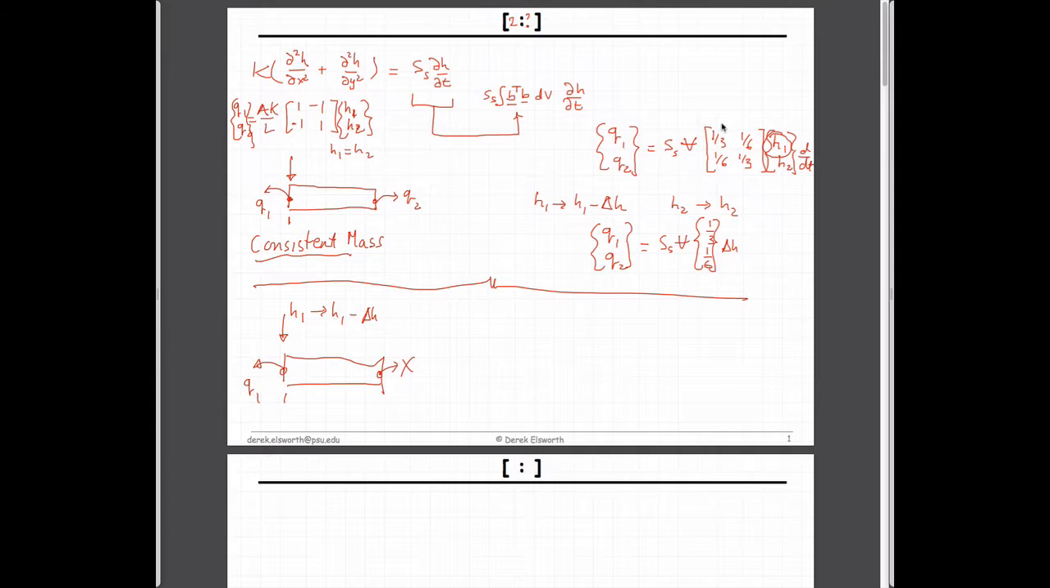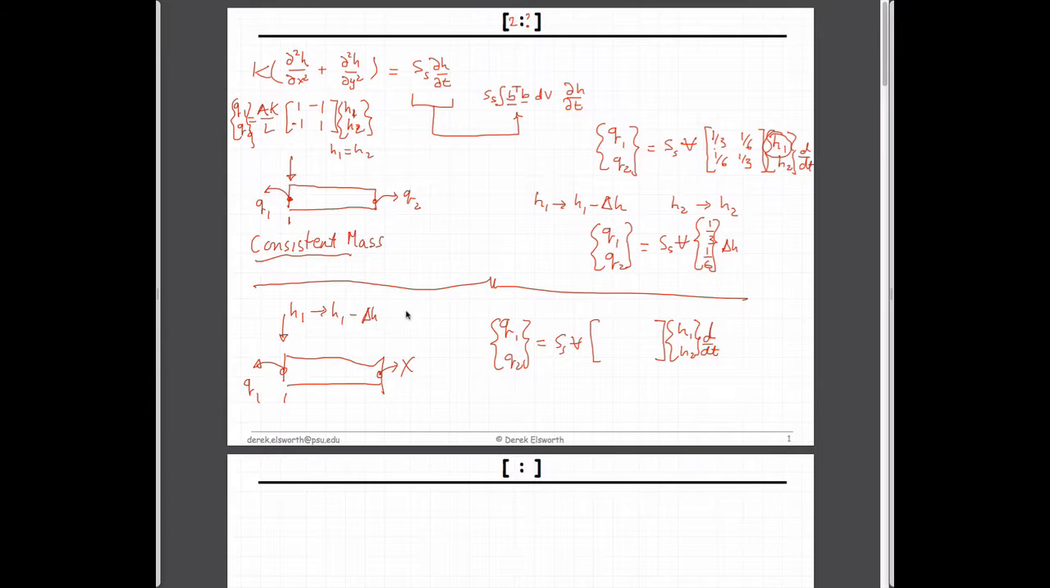And so to do that, what we would do is we'd add this 1/3 and this 1/6 together, and we'd put it at this point. So in other words, it would be this. Q1, Q2. The expression would equal the specific storage times the volume, which operates on whatever the values of H1 and H2 are. It really is the change in H1 as a function of time, so it'd be over a time step.